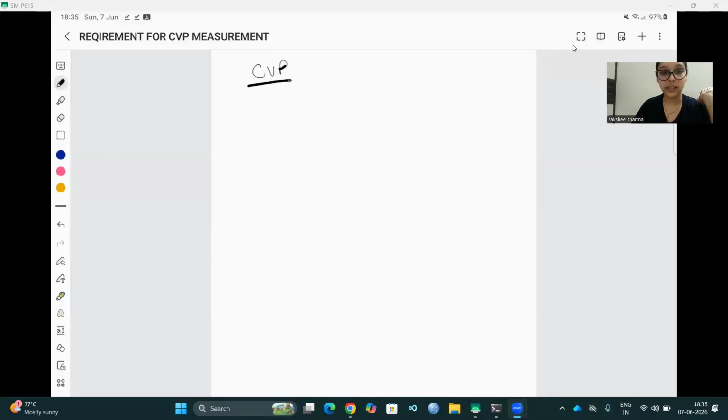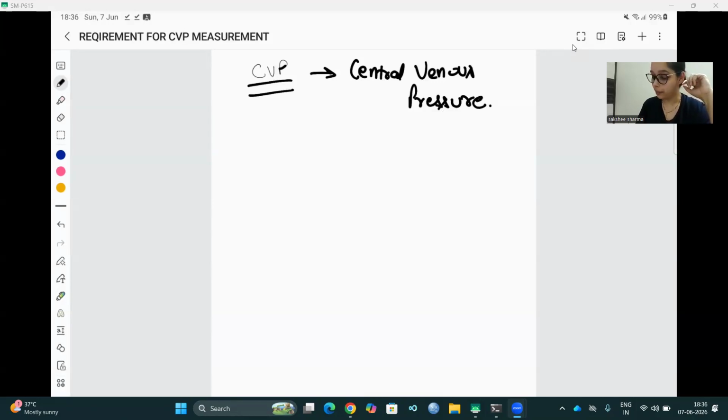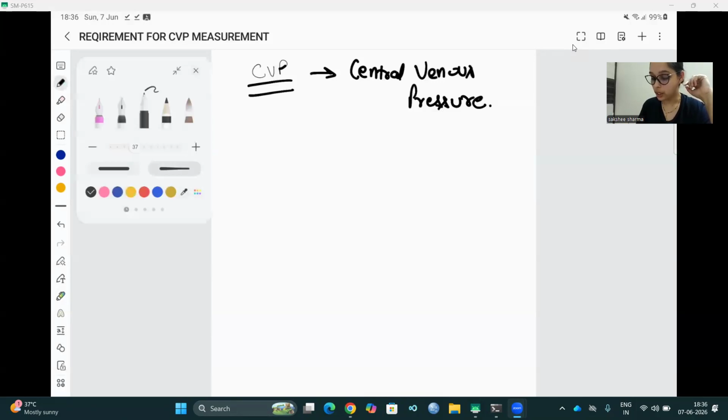CVP is central venous pressure. Now, what is central venous pressure? To understand what central venous pressure is, we have to go back to cardiology and remember the circulatory system.